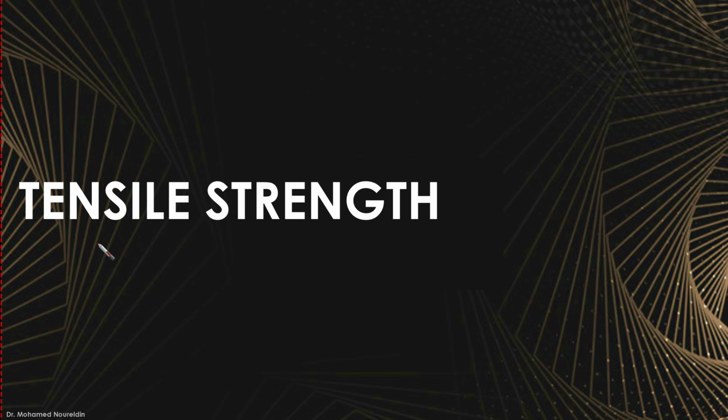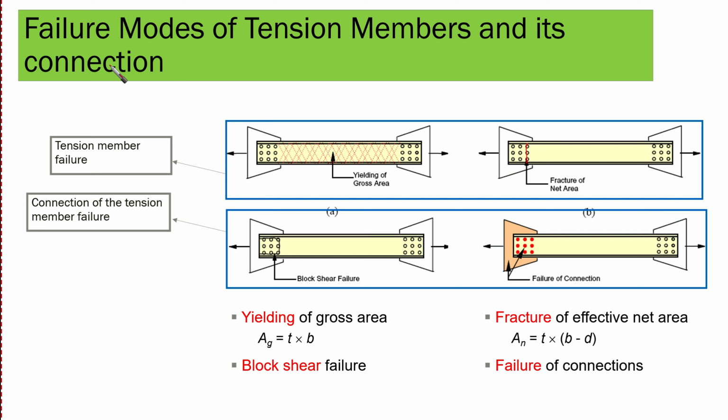Now let's go to the tensile strengths and how we are going to understand the behavior of a tension member at failure mode. First of all, we need to understand what the failure modes of tension members are, and what the expected failure modes of the connection of the tension members are. So first of all, before going into the details of limit states and the design and so on, we need to understand the failure modes, how the tension member is going to fail.